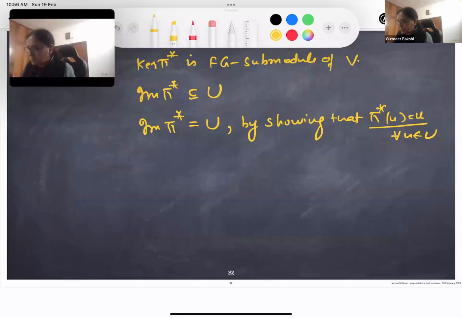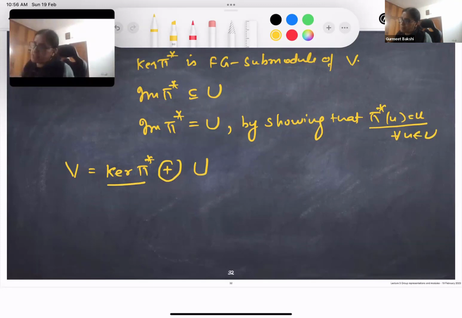And now you can show that V is equal to the kernel of pi star direct sum with U. U is an FG submodule. The kernel of pi star is an FG submodule because it's the kernel of an FG homomorphism.